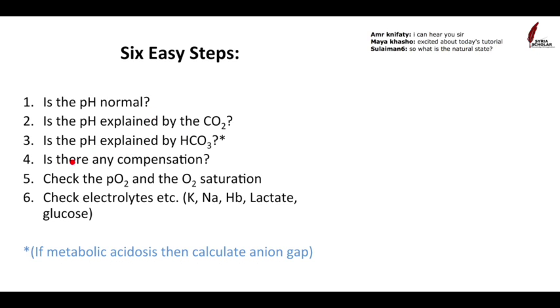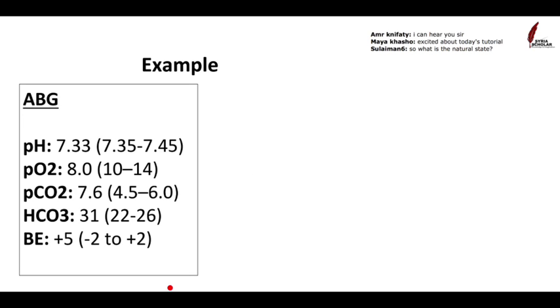And then you look for any signs of compensation, which we'll go through. And then you look at the respiratory gases, so the levels of oxygen. And then you look at the other things, so the potassium, the sodium, the hemoglobin, and the lactate, glucose, all that other stuff. So we'll do an example to show you how this system works. But this is a really simple system that will let you interpret any arterial blood gas sample that you come across. So 6 steps. We'll take this one as an example.